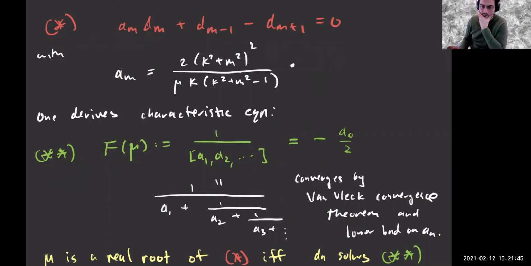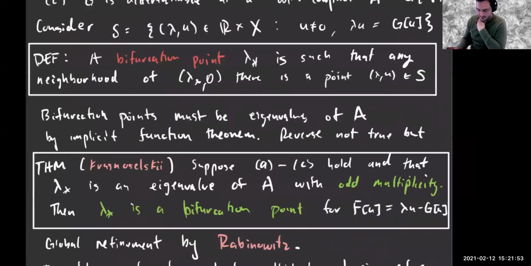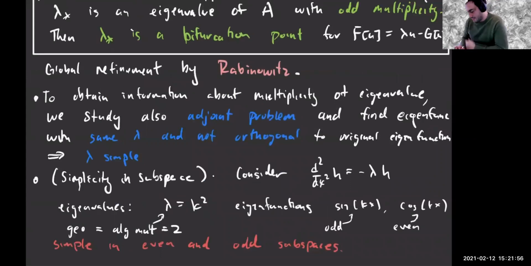Could I ask something? Could you repeat again the idea of the even and odd? Oh, so you have here this eigenvalue problem, and everything is explicit, the eigenvalues and the eigenfunctions. And here the multiplicity is 2, right? But if you restrict to just even or odd subspaces, then you kill one of the eigenfunctions, one or the other. And then in that subspace, it's a simple eigenvalue. Thank you.